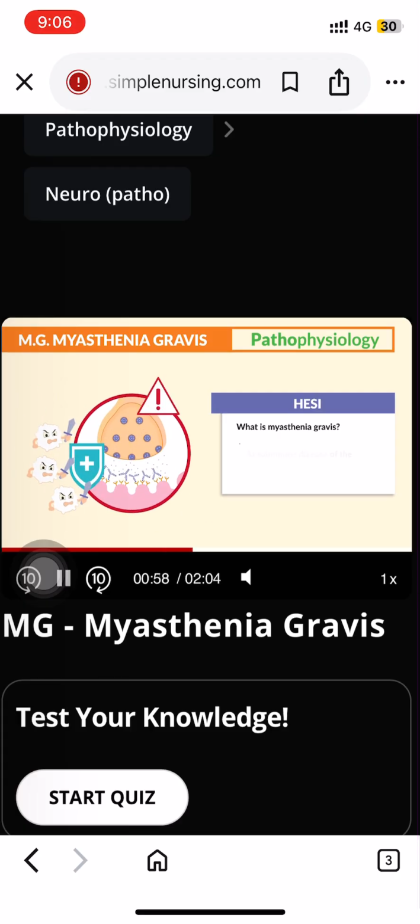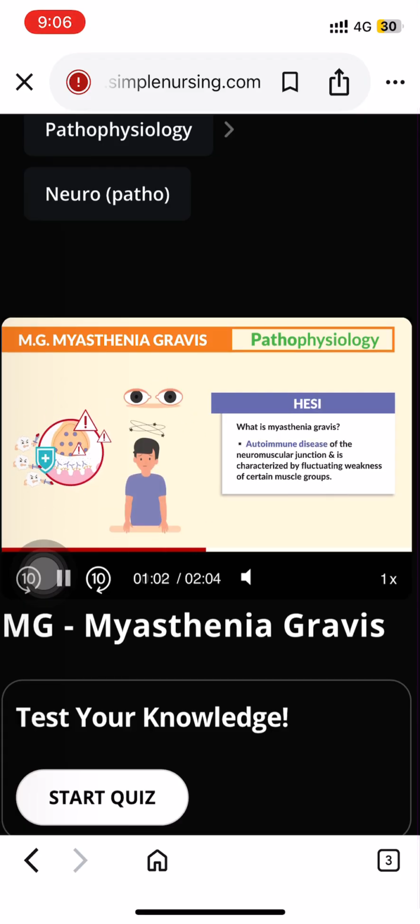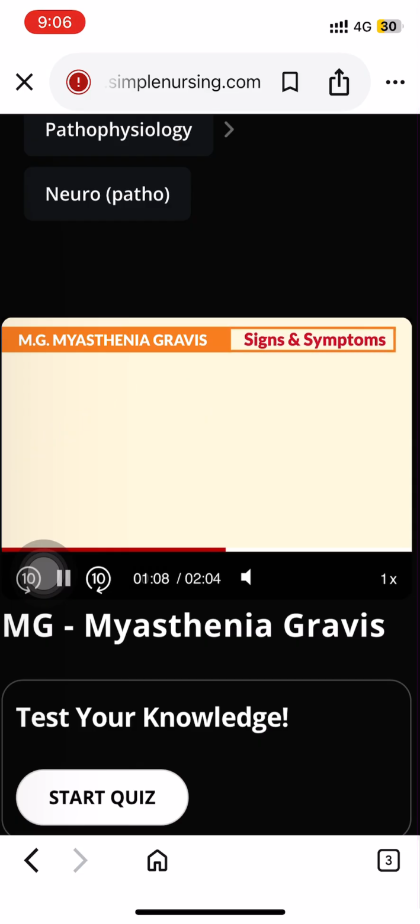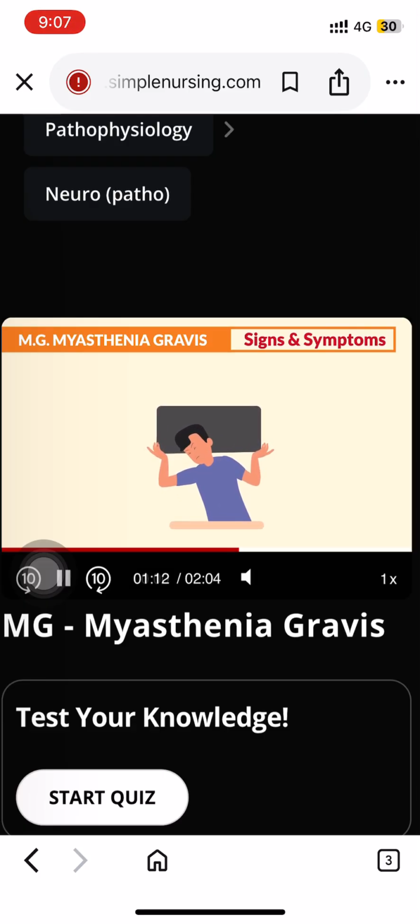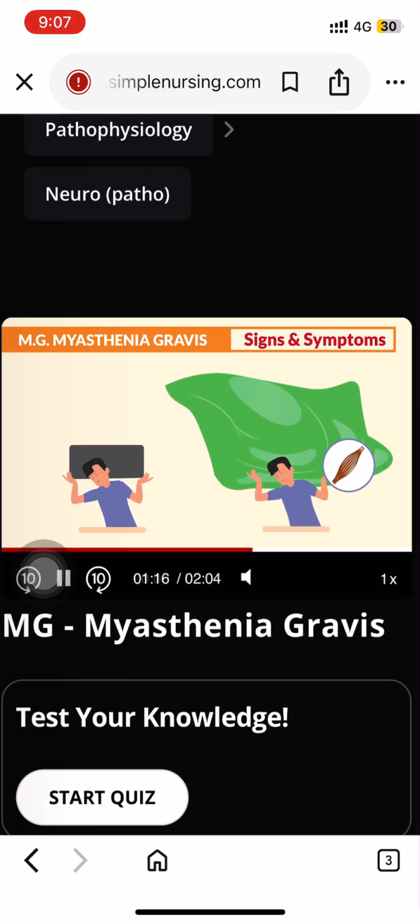And the correct answer was, it's an autoimmune disease of the neuromuscular junction and is characterized by fluctuating weakness in certain muscle groups. Now, as far as signs and symptoms here, again, think myasthenia gravity, like a big heavy weight of gravity, or like a big blanket of muscle weakness.